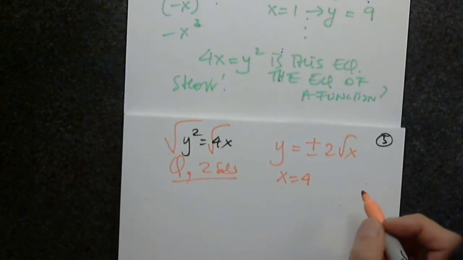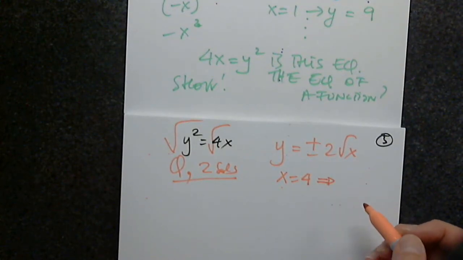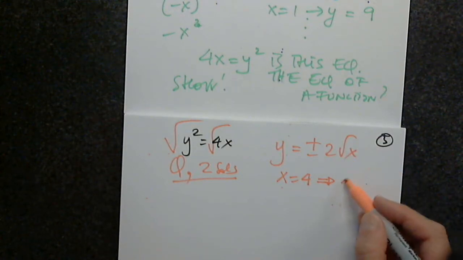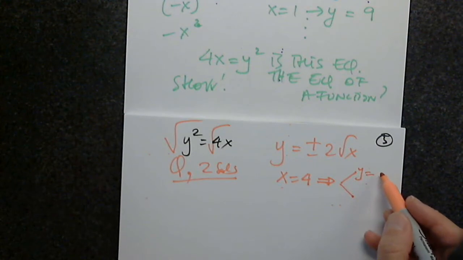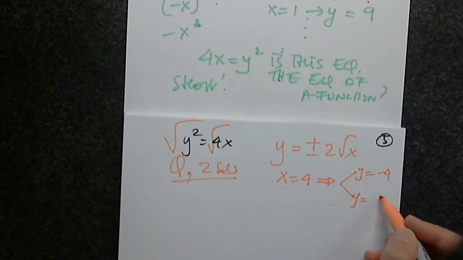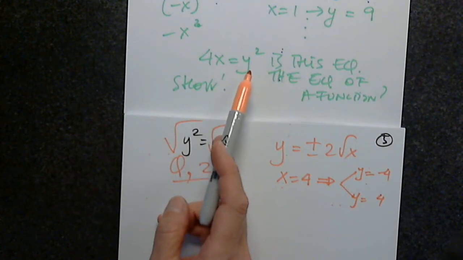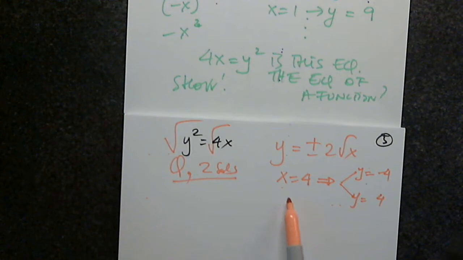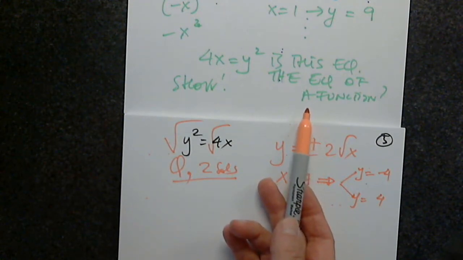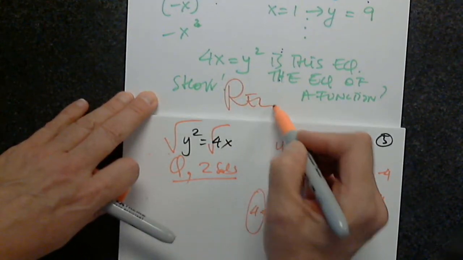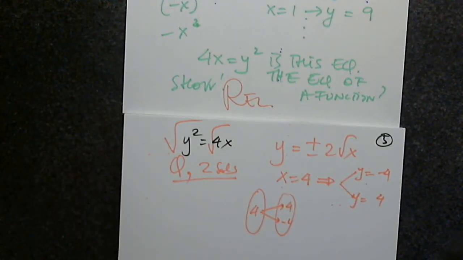When x equals 4, how many solutions do I get? The square root of 4 is 2, times 2. So then we have two options. y equals 4, very good, and y equals negative 4. So what do we conclude about 4x equals y squared? Is it a function or not? That was the question. We showed, if you want the bubbles, you can show this: 4 and negative 4. Therefore, this is a relation. Is that clear?